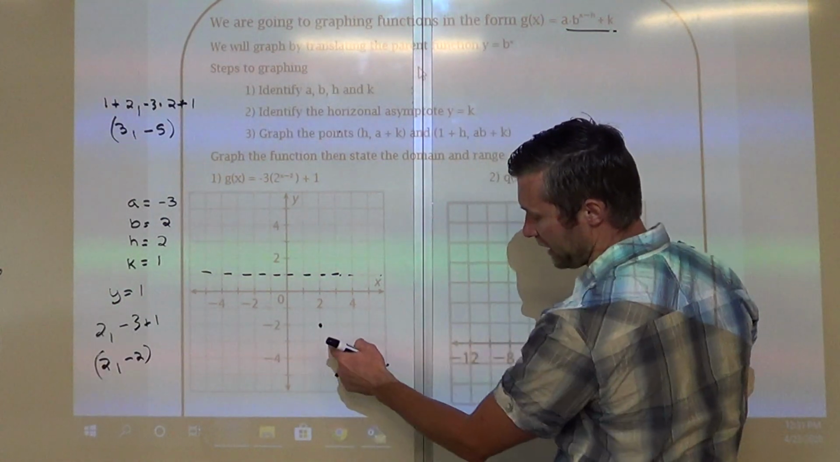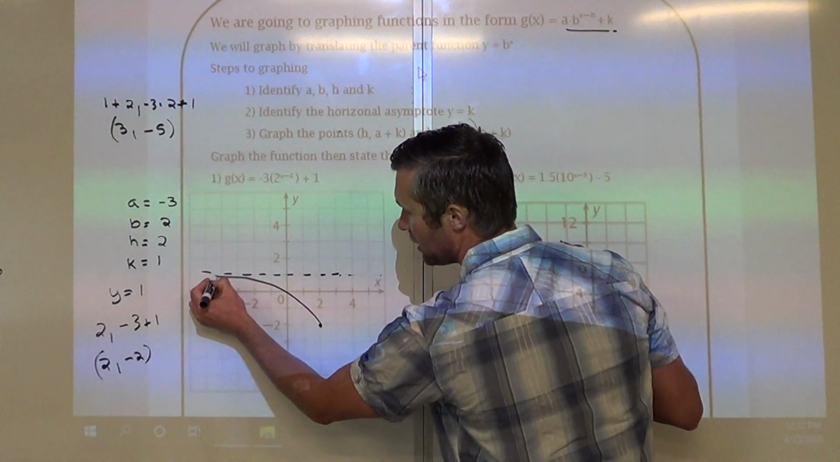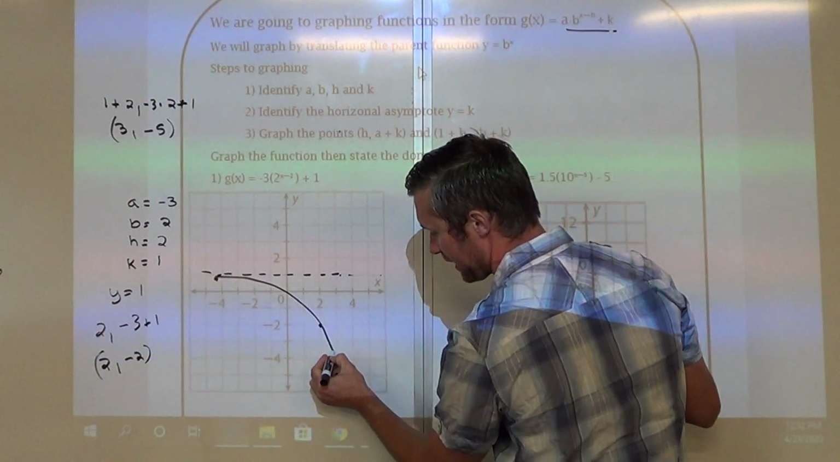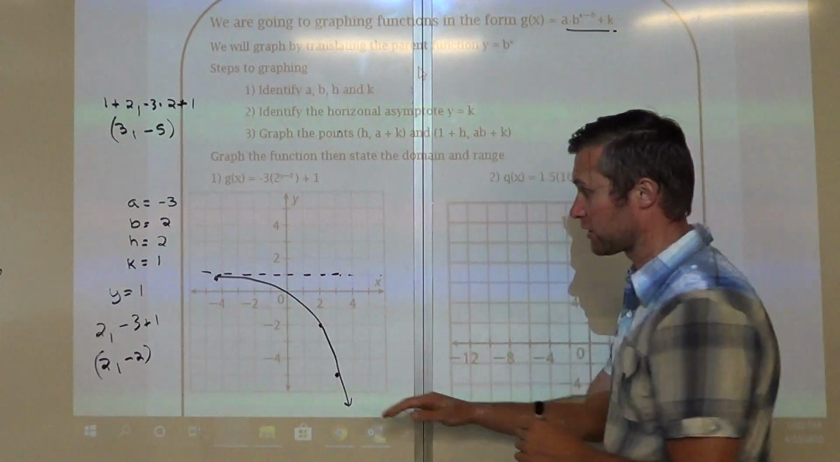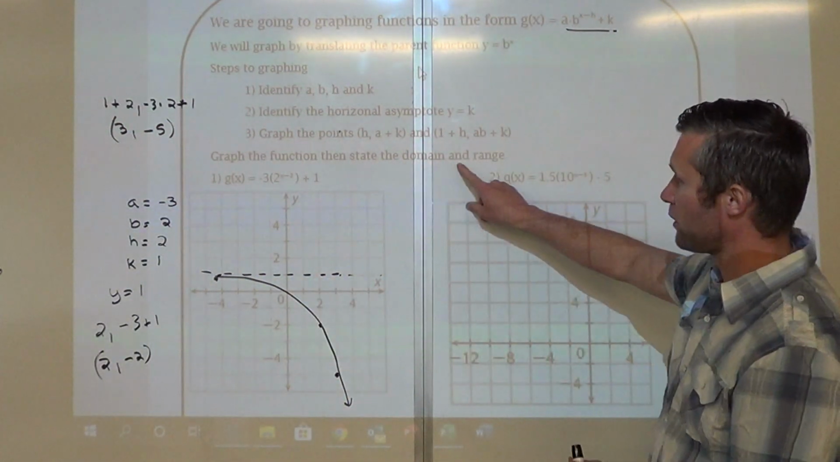So then we connect it. It's always going to be, this is my first reference point. This is the one that's going to my asymptote, and then extending away from it this way. So it looks like this. Now, the other thing we want to do, so that's our graph. We're done. Then state our domain.